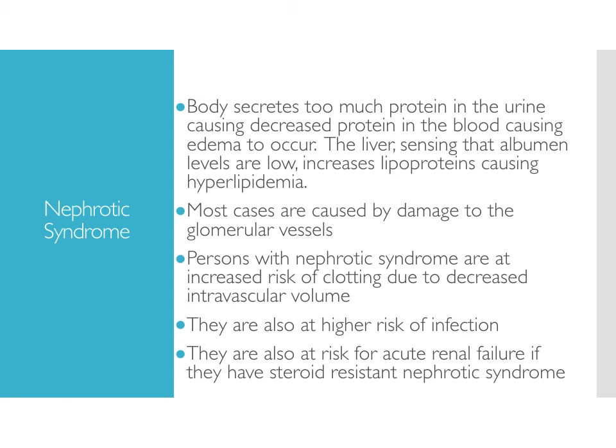Persons with nephrotic syndrome are at increased risk of clotting due to decreased intravascular volume. So fluid is moving out of the blood flow, out of the veins, out of the arteries, into the tissues. That's why you have edema, because it's moving out into the tissues. They're also at higher risk of infection, and they're also at risk for acute renal failure if they have steroid-resistant nephrotic syndrome.